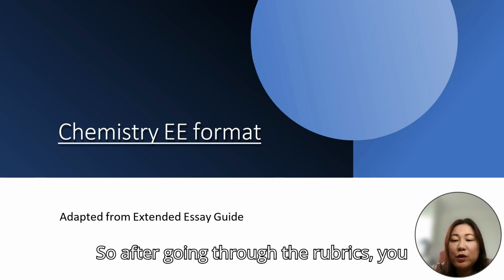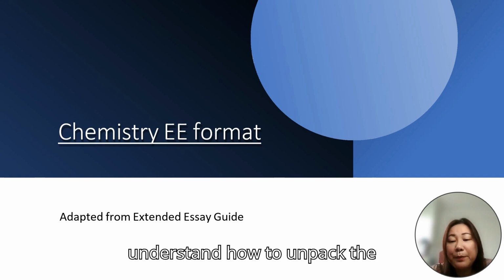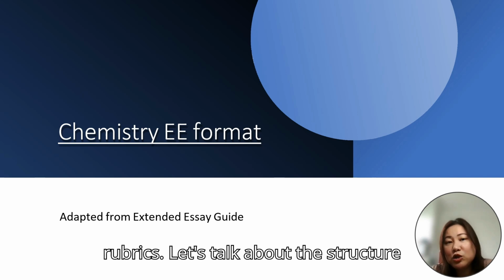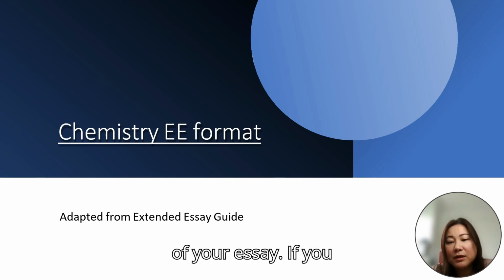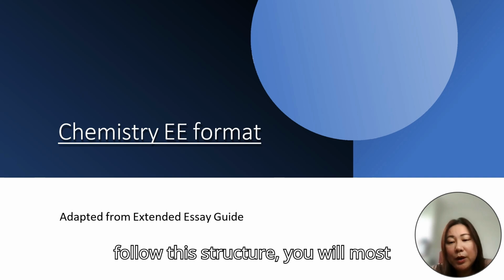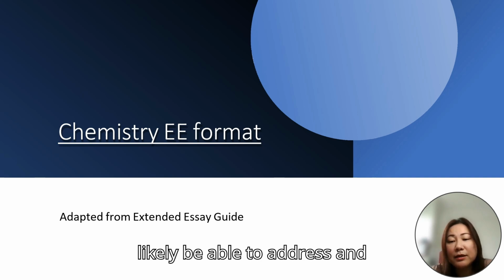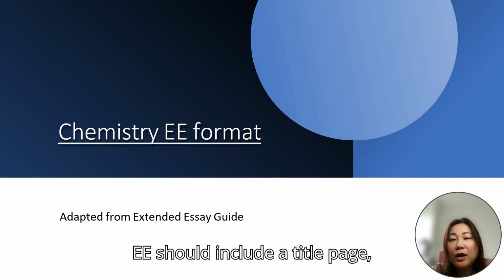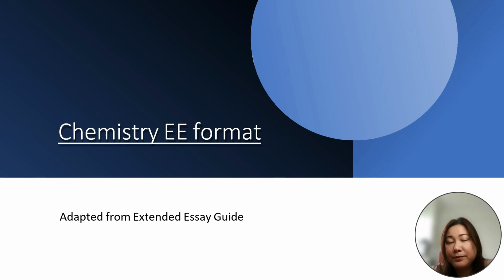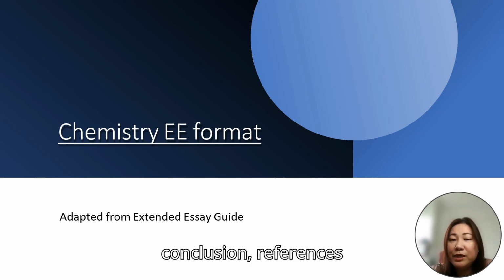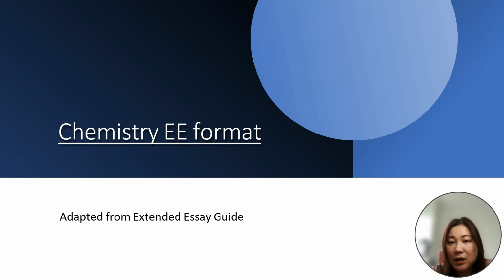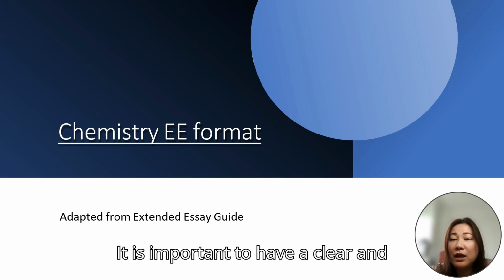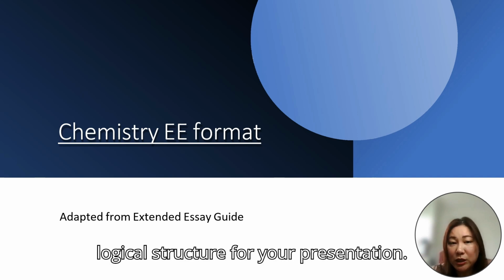So after going through the rubrics, you understand how to unpack the rubrics. Let's talk about the structure of your essay. Okay, if you follow the structure, you will most likely be able to address and cope well with the earlier set of rubrics that we have gone through. Your EE should include a title page, contents page, introduction, body, conclusion, references, and bibliography. It is important to have a clear and logical structure for your presentation.